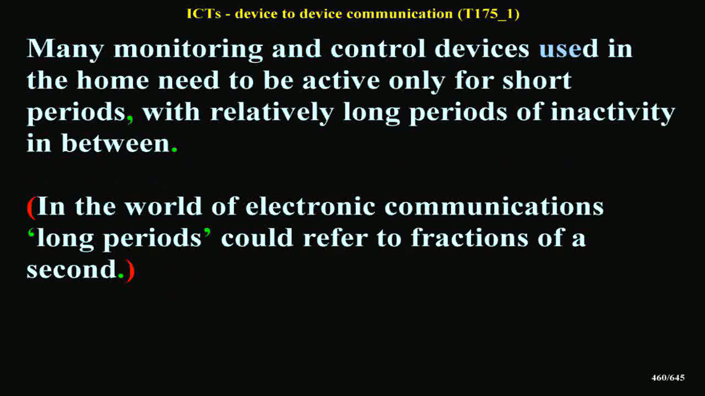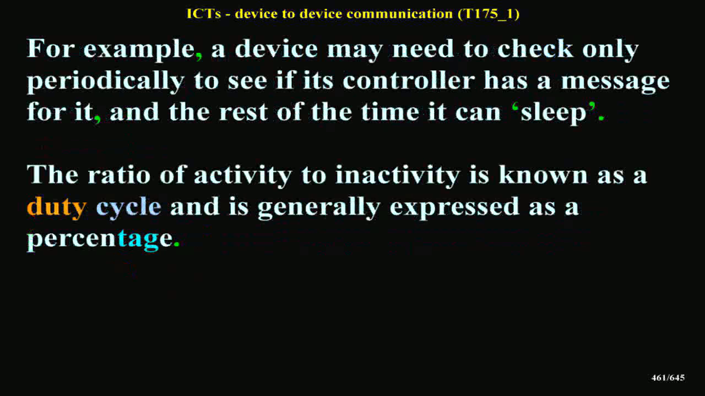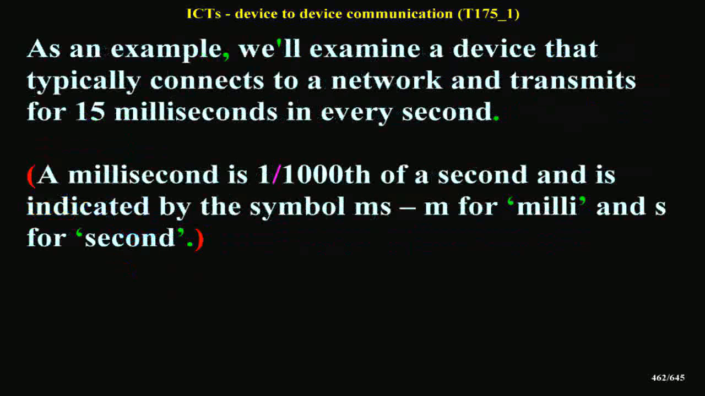Many monitoring and control devices used in the home need to be active only for short periods, with relatively long periods of inactivity in between. In the world of electronic communications, long periods could refer to fractions of a second. For example, a device may need to check only periodically to see if its controller has a message for it, and the rest of the time it can sleep. The ratio of activity to inactivity is known as a duty cycle and is generally expressed as a percentage.